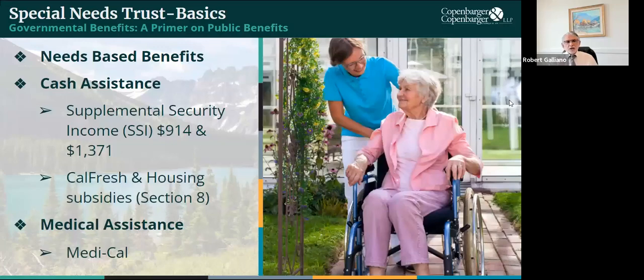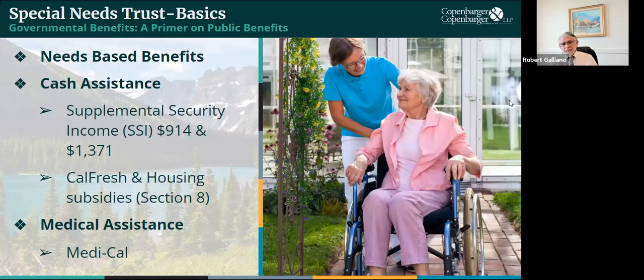I want to switch now to the other type of benefits. These are called needs-based benefits. Needs-based benefits really means that you have to qualify income and asset-wise to obtain these benefits. You're not entitled to these. You have to qualify for it. Under these type of benefits, the cash assistance program is the SSI program.